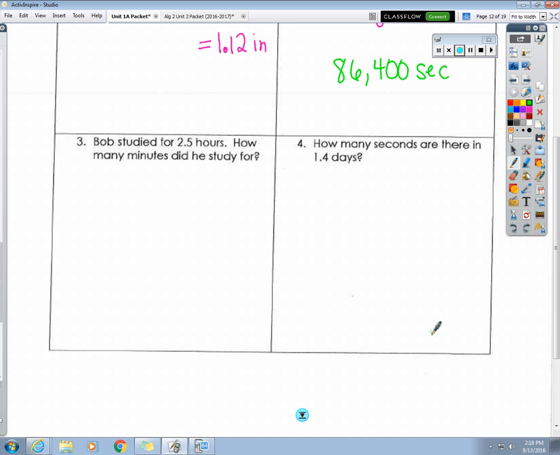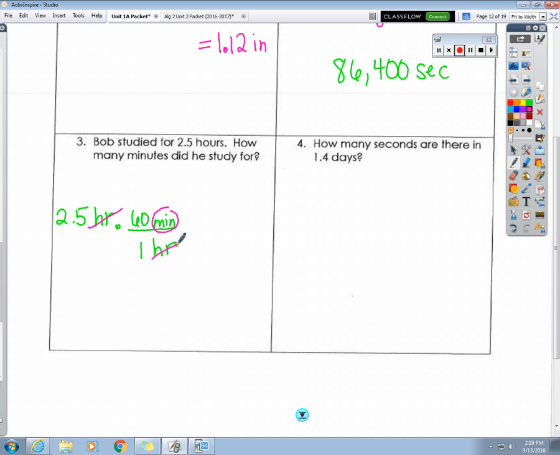Bob studied for 2.5 hours. How many minutes did he study for? Right. Okay, because for this one, I know that a conversion chain is not completely necessary. But if you don't know how to do it, you can always use one. So hours goes on bottom, and we're trying to convert to minutes. Well, what do we know about hours to minutes? 1 hour is 60 minutes. And then you're done with your chain because we've made it to minutes.